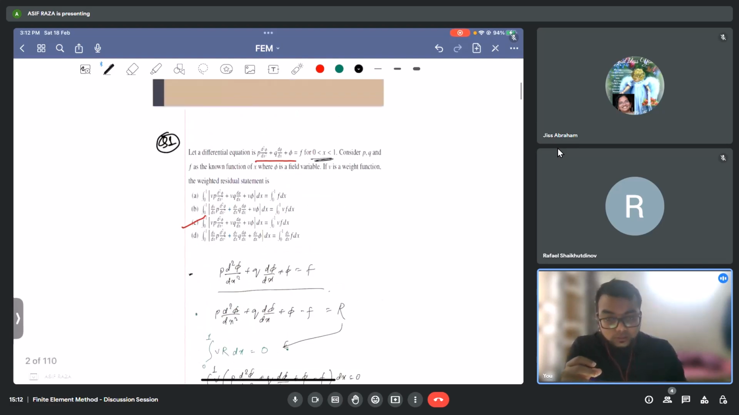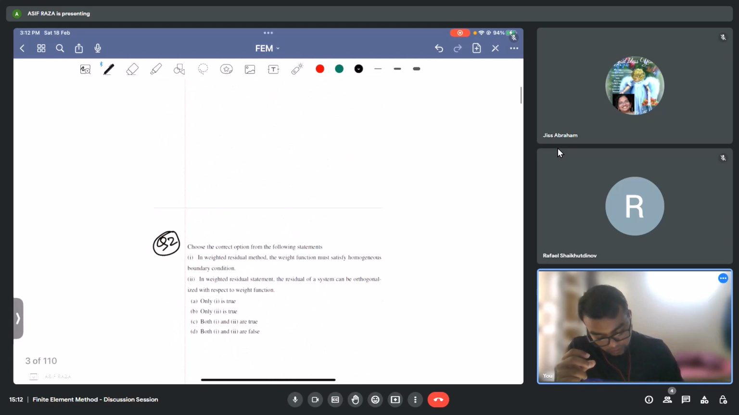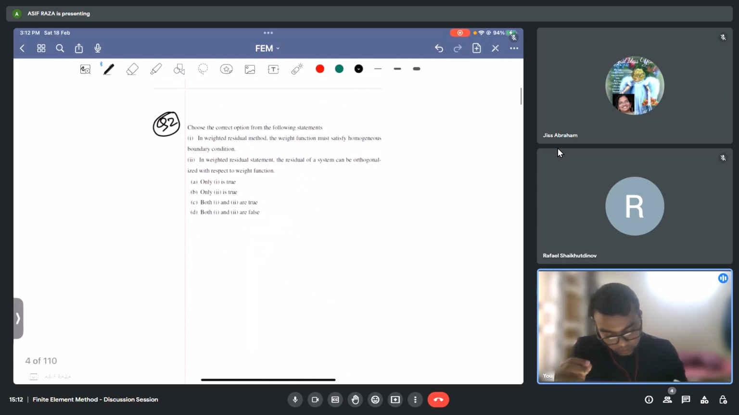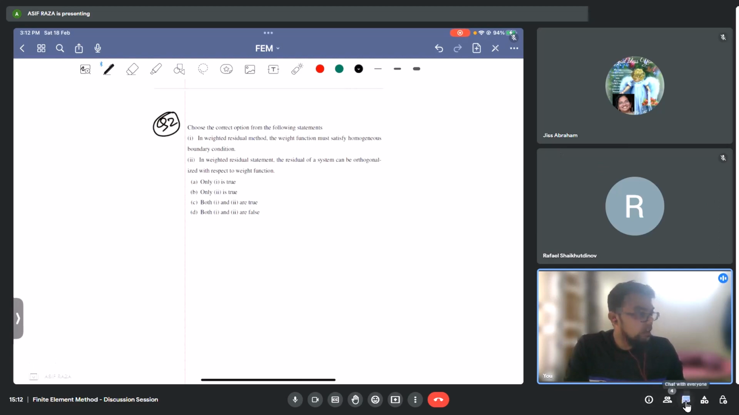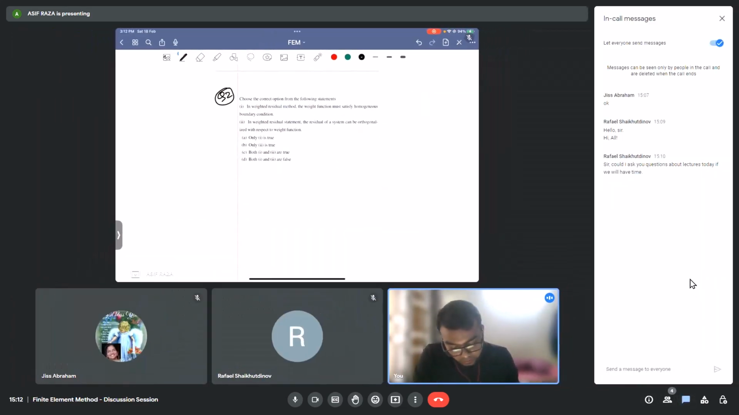Let's move on to the next question. Choose the correct option from the following statements. In the weighted residual method, the weight function must satisfy homogeneous boundary conditions. Second statement: in the weighted residual statement, the residual of a system can be orthogonalized with respect to the weight function. What will be the correct answer?